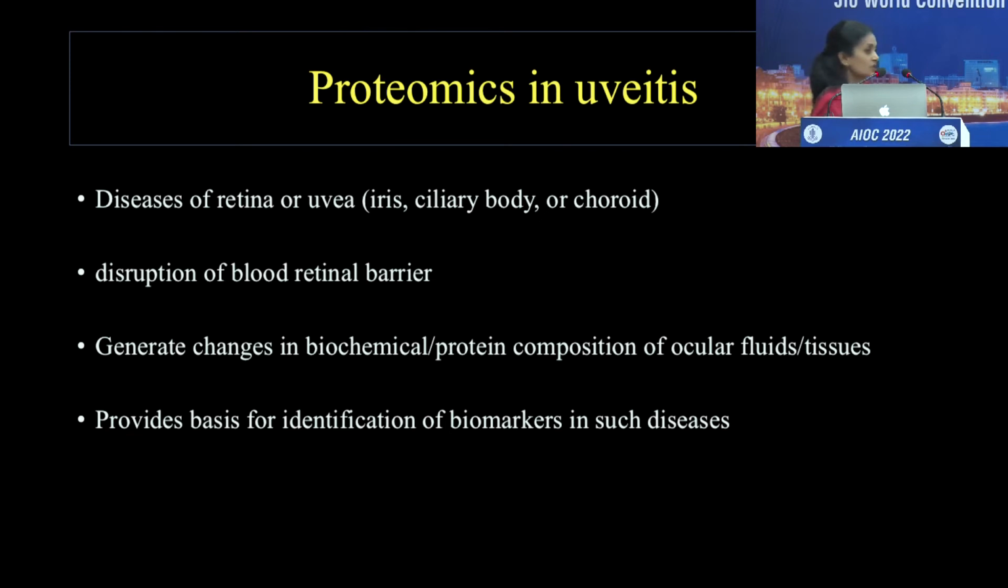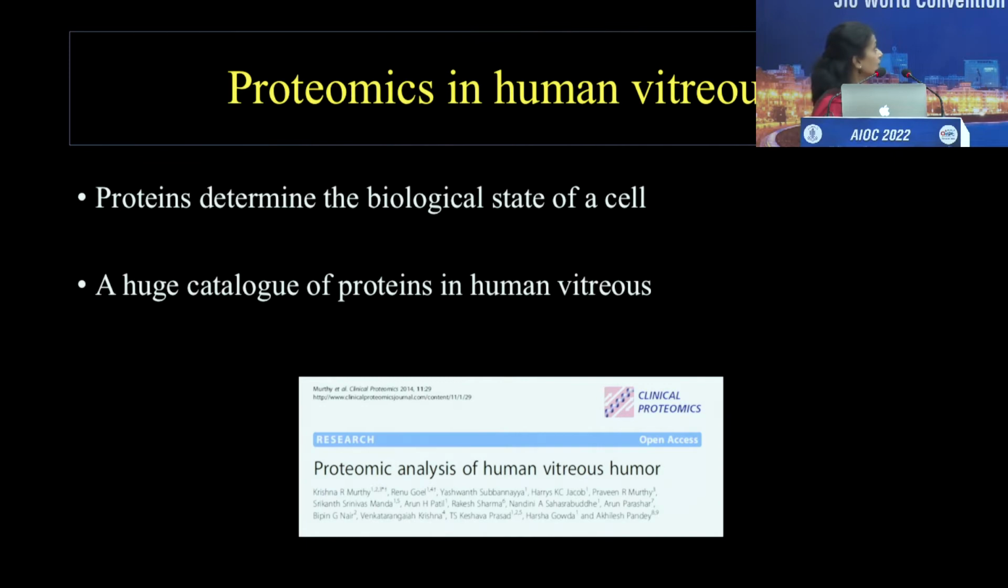So, diseases of the retina or uvea cause disruption of the blood-retinal barrier, and this generates changes in the biochemical or protein composition of the ocular fluids and tissues, and this provides the very basis for identification of protein biomarkers in these diseases. These proteins determine the state of a cell, and we have a huge catalog of proteins in the normal human vitreous.